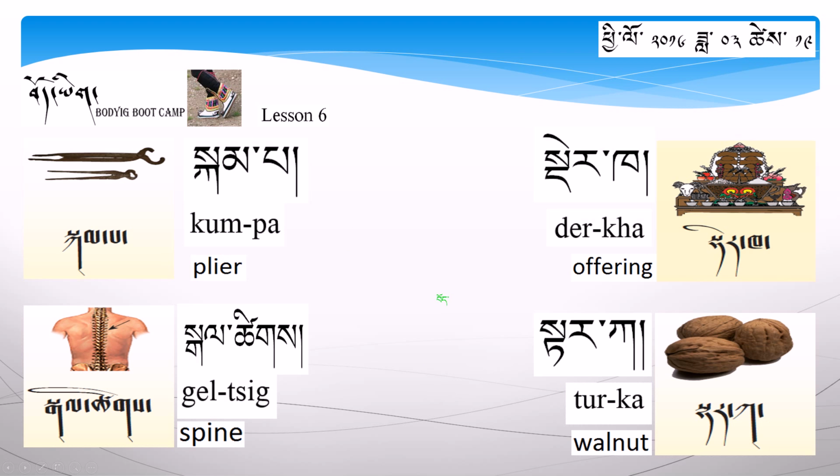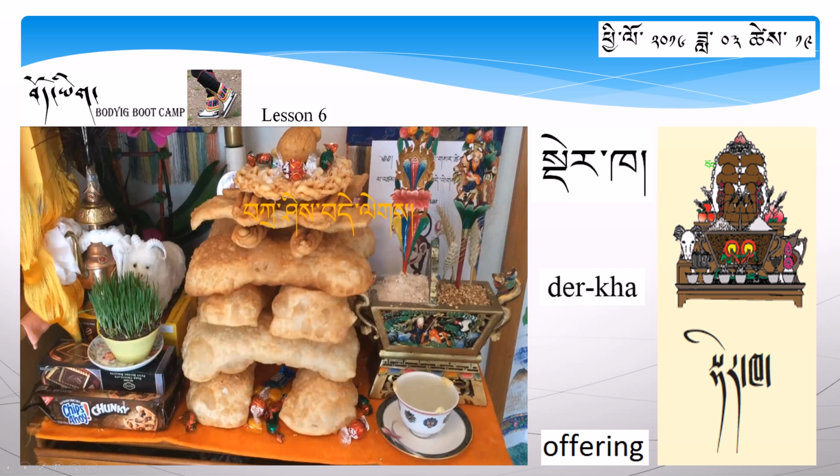See, one of the things you may not have seen, I mean, that's not easy to understand, would be this example right here. This is called derka. And generally we do this offering on New Year's, or maybe when people get married and stuff like that. But always on New Year, you'll see derka. And I have some examples here. So this is the picture from the earlier slide. But in real life, this is what it looks like.